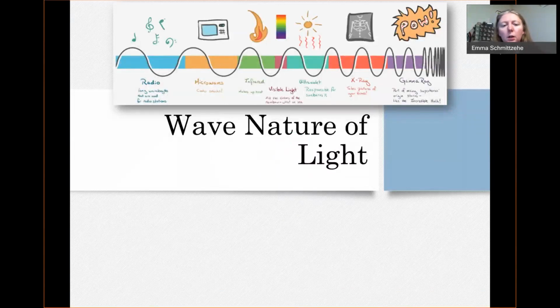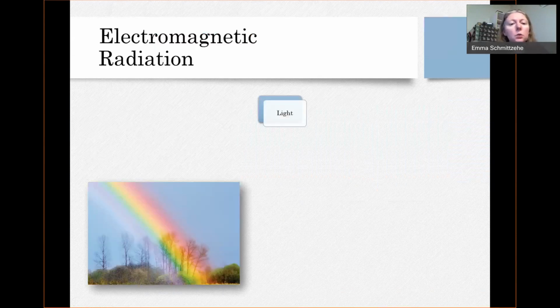Okay, let's talk about the wave nature of light. Now, light is also called electromagnetic radiation. Okay, but light's the more generic term. Sometimes people use light only to refer to visible light, but we'll use that term for all of electromagnetic radiation. And electromagnetic radiation is a form of radiant energy. Okay, so it is another form of energy.